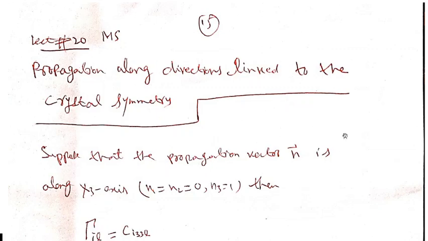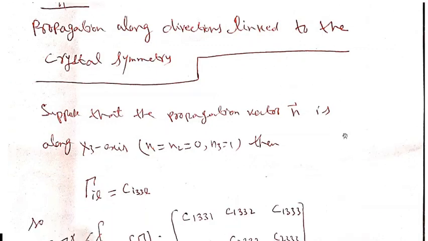Now we will discuss propagation of waves in monoclinic, orthotropic, trigonal, tetragonal and hexagonal materials. To start this, we will take the propagation vector n along the x3 axis. This is what is written: propagation along directions linked to the crystal symmetry.